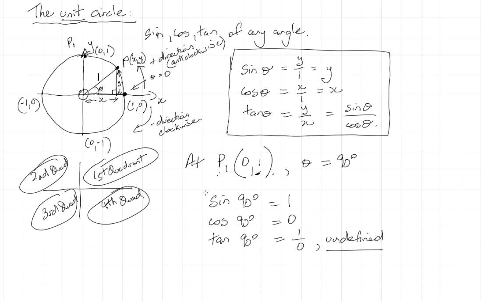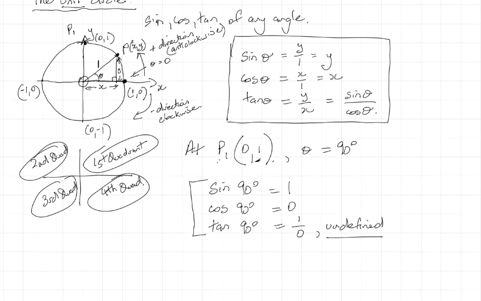So now we've got some more values of theta that we can work out the exact value of sine, cos and tan. We've already seen the 30, 45 and 60 triangles. Now we've got sine, cos and tan of 90. But as they say, wait, there's more.